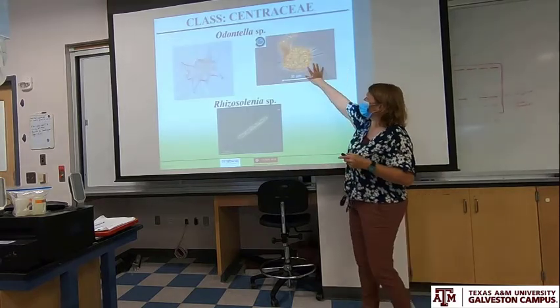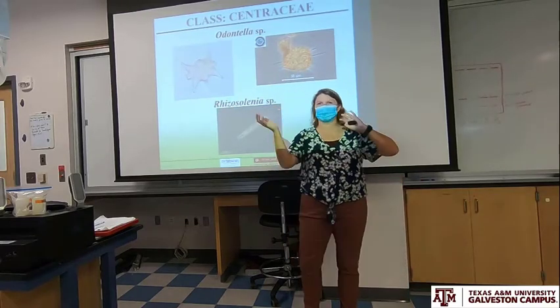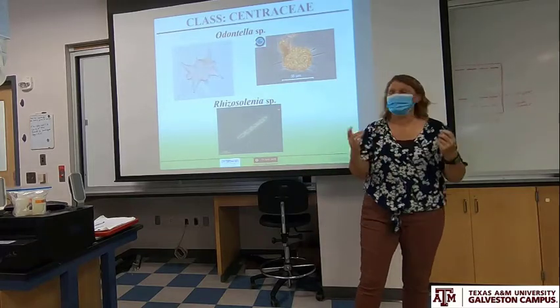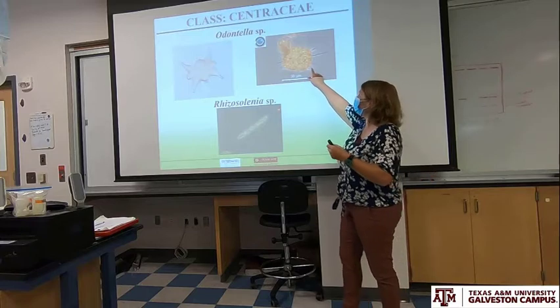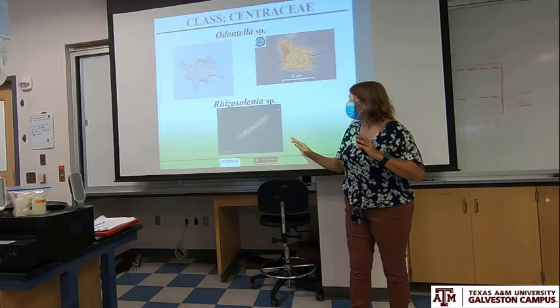Here we're looking at Odontella. And again, these are both Odontella, but looking at different orientations, different views. And they look totally different, right? So we have seen some Odontella, we saw some this morning. They have these 4 spines coming off of each side of the cell.